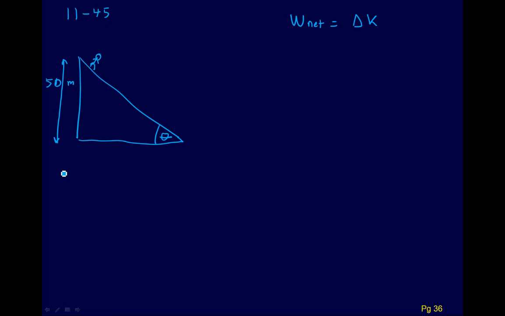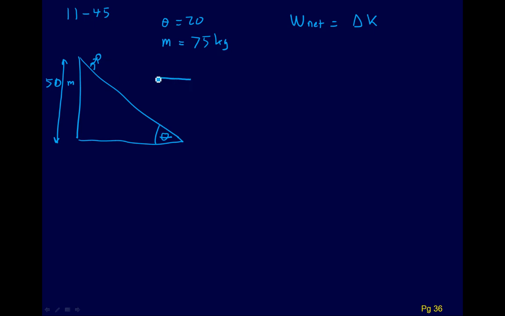Had a question of a problem that in my book is problem 1145. This is a problem where the person's name is Sam, and they're skiing down an incline of angle 20 degrees. So this angle is 20 degrees, and I believe the mass of the person is 75 kilograms. And they're skiing down this incline.